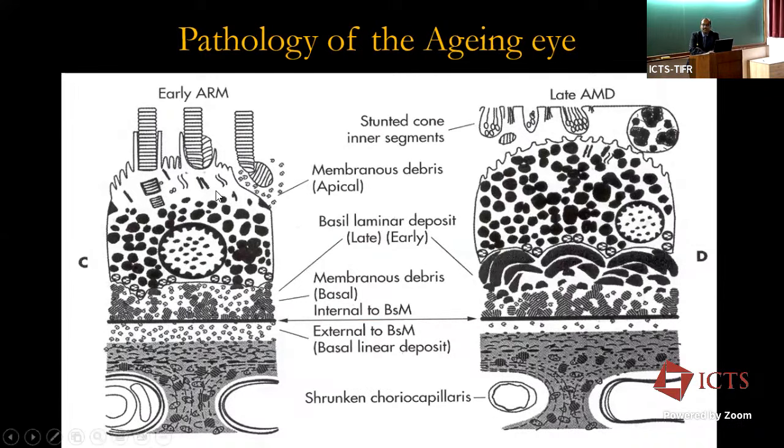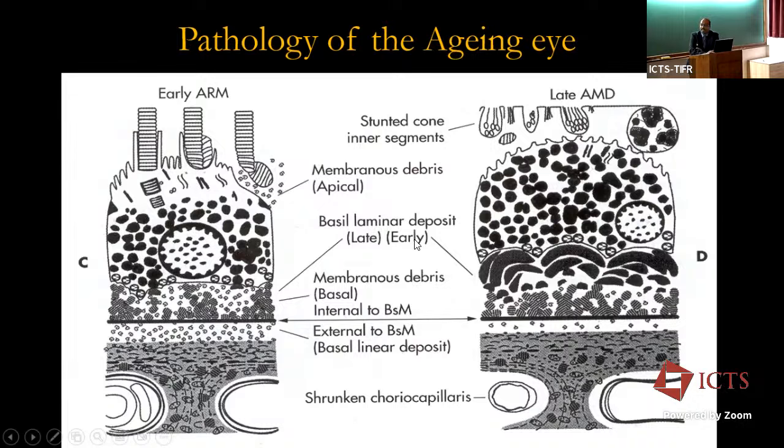Now you see what's happening. This is where pathology is starting. At early age-related maculopathy, the photoreceptors, the cone inner segments, start degenerating. There's membranous debris being deposited at the apex of the RPE as well as at the base. And you can see that the choroidal vessels have started to shrivel.